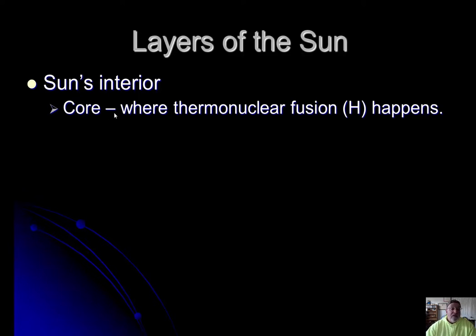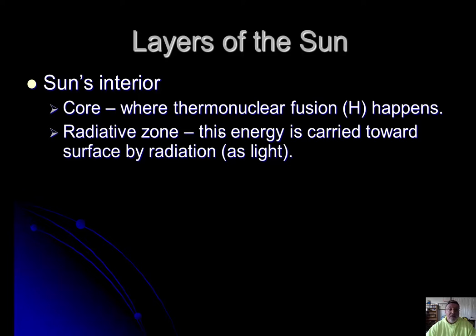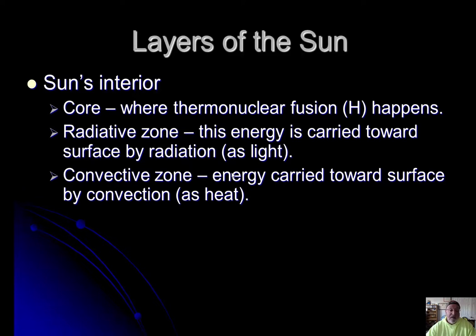The sun's interior is made of the core, and this is where thermonuclear fusion happens, where we take hydrogen and turn it into helium, losing a little bit of mass and producing a bunch of energy. E equals mc squared. The radiative zone takes the energy produced in the core and carries it out towards the surface by radiation. And remember, we have radiation, conduction, and convection. We don't really have conductive heat in here, but we do have radiative heat, and this is going to be producing photons for light. The convective zone takes the energy from the radiative zone and carries it out toward the surface by convection, and this is as heat.